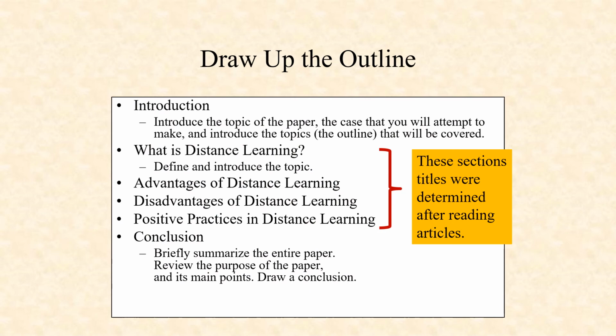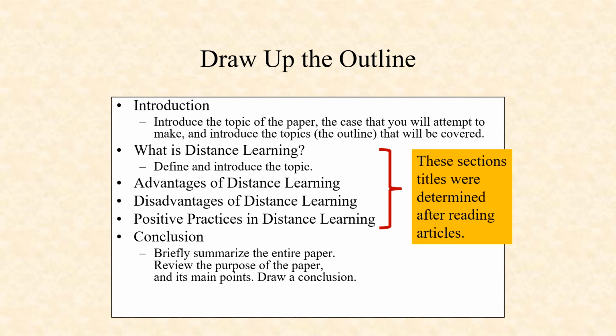Now I can use the themes that I've identified from the articles that I searched out, and I can create an outline for my course paper. At this point, I'm going to start my outline by saying introduction and conclusion, because every paper, just like any speech or any class that you teach, will have an introduction and a conclusion. So I will already put those down.